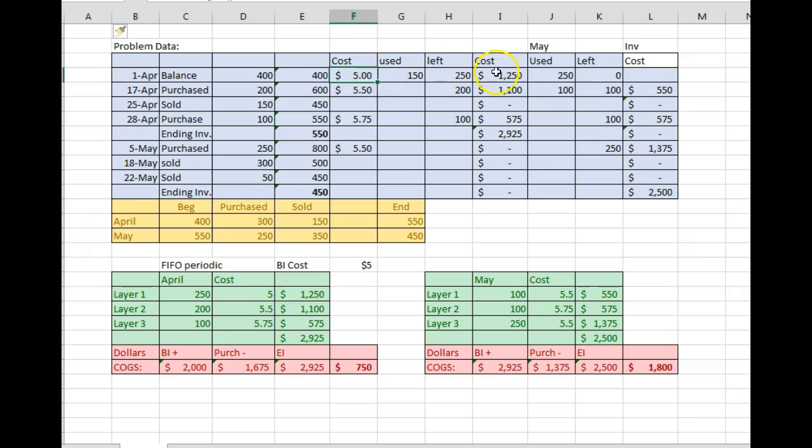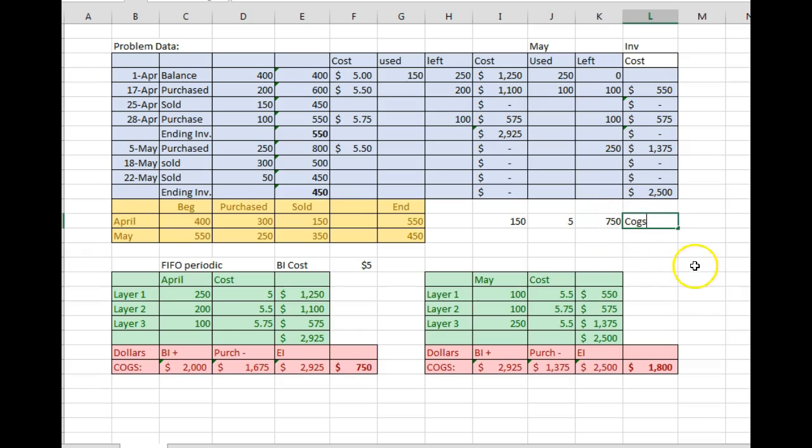The cost of the 150 is 150 times 5. I'm not looking at that right. 150 times $5, I'm sorry, is $750. So that 150 becomes your cost of goods sold. Just keep this in the back of your head: 150 times $5 is $750, and that's your cost of goods sold. So hang on to that.